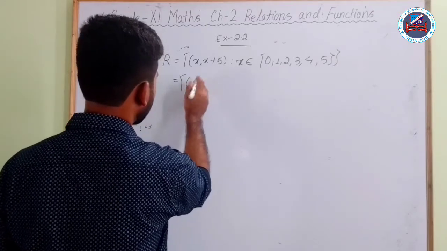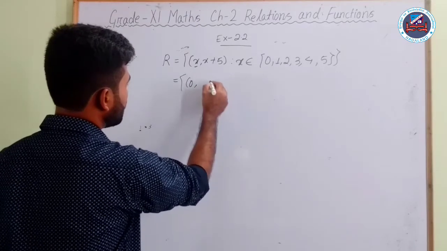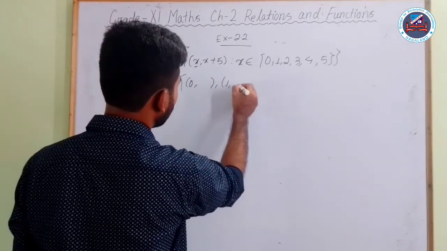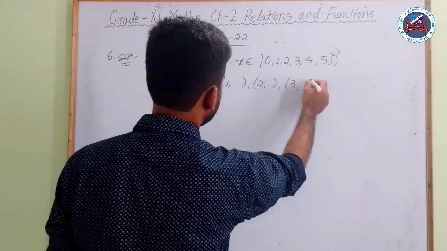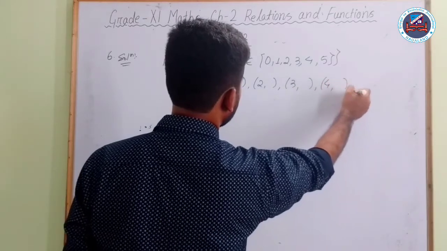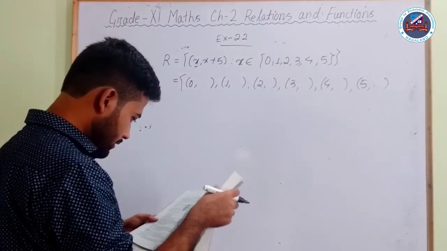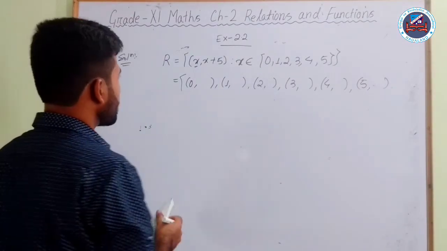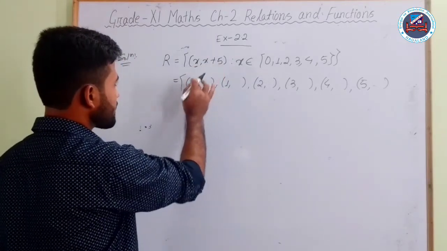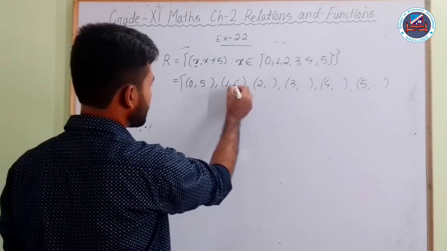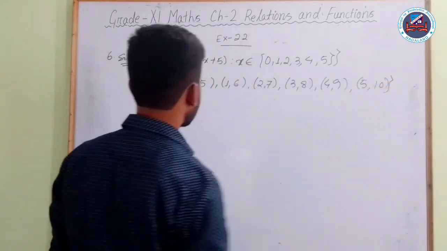So I can simply write the first elements, that is the elements from the domain. Here I can write 0, then 1, 2, 3, 4, 5. Fine. Now what will be the images? For 0, x is 0, so x plus 5 will be 5. For x is 1, it will be 6, then 7, 8, 9, 10. So this is our relation.